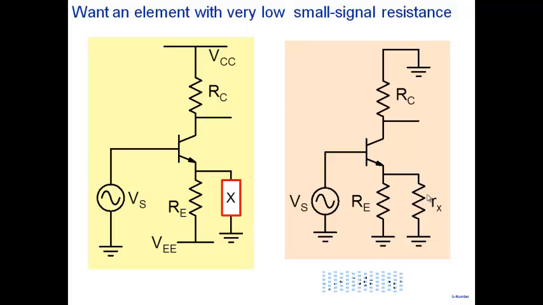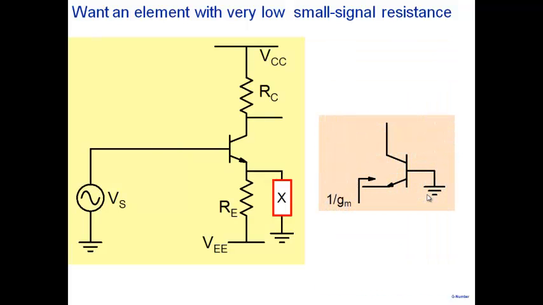So the answer is I can use a transistor itself. A transistor, if I look at it from the emitter side, gives you a very low impedance here, 1 by GM. Transistor looks like 1 by GM, and note that if I bias it at 1 milliampere or 2.6 milliampere current, 1 by GM will be 10 ohms or so. Okay, and so this is a very small impedance. So why not take this element X out and use the transistor itself?